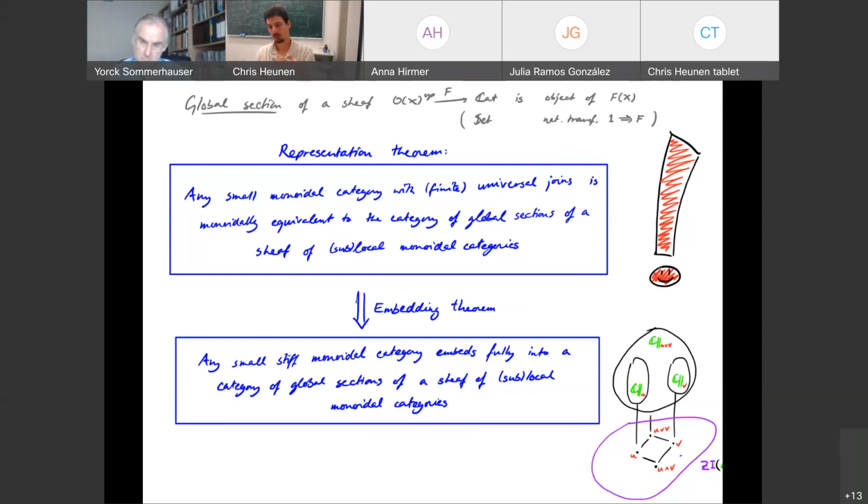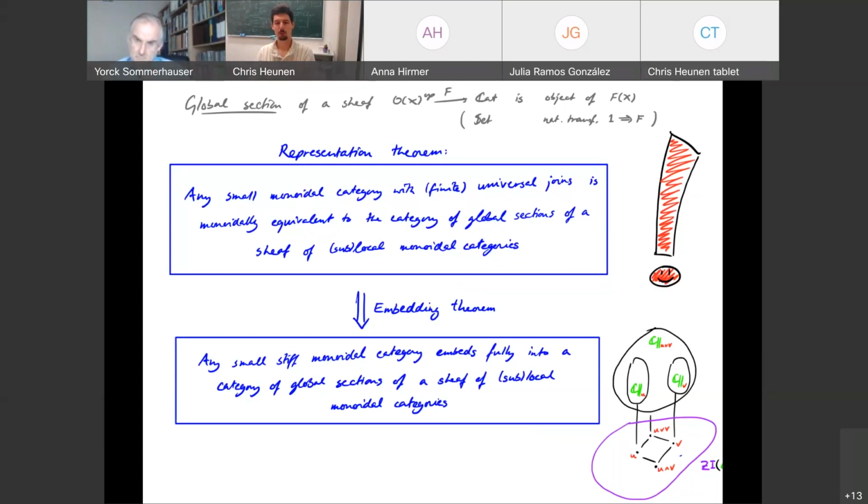And the uptake of this is, if you want to prove something about monoidal categories with universal finite joins, one way you can do it is you can just plain assume without loss of generality that the category is tiny, that it's sublocal, and that the property you're trying to prove is continuous in the sense that it respects sheaves. If we combine it with this embedding theorem that we had last time, you can forget about the finite universal joins even, and you say that any small stiff monoidal category embeds fully into such a category of global sections.